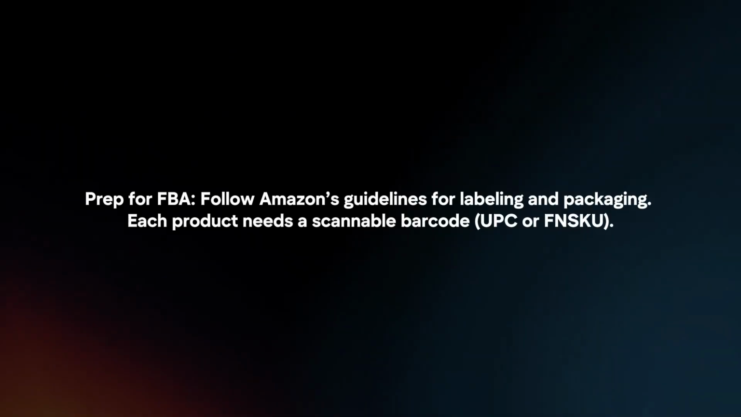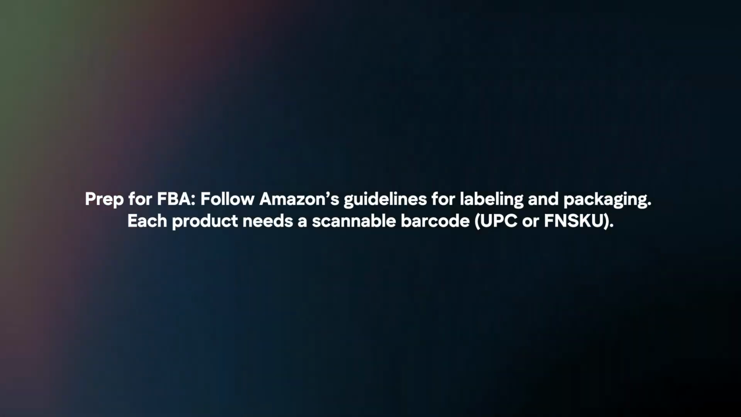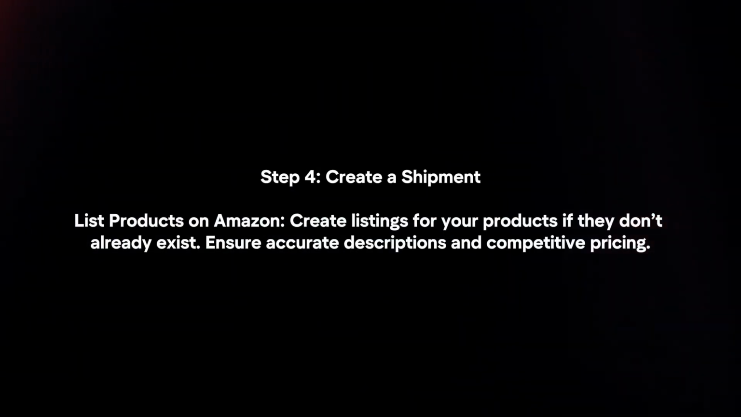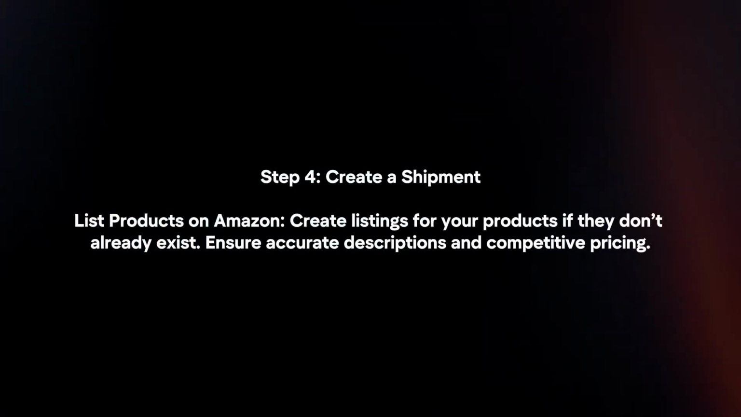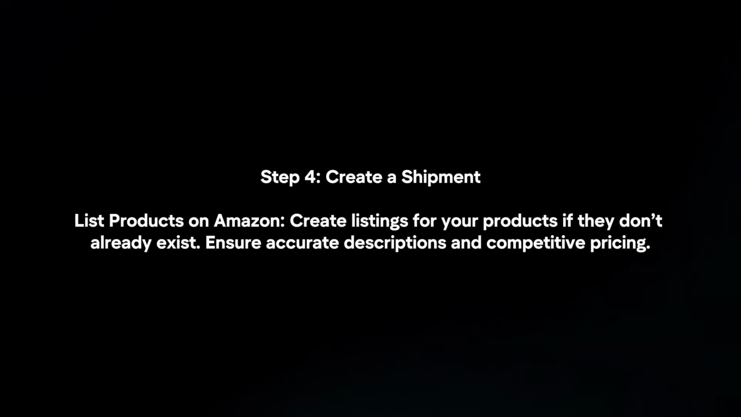Prep for FBA. Follow Amazon's guidelines for labeling and packaging. Each product needs a scannable barcode. List products on Amazon. Create listings for your products if they don't already exist. Ensure accurate descriptions and competitive pricing.